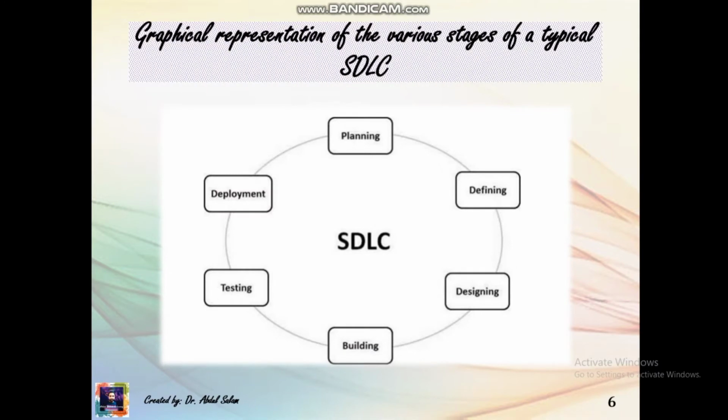Here is a graphical representation of the various stages of a typical software development life cycle. The first one is planning, defining, designing, next is building, next is testing, and then the last one is deployment.